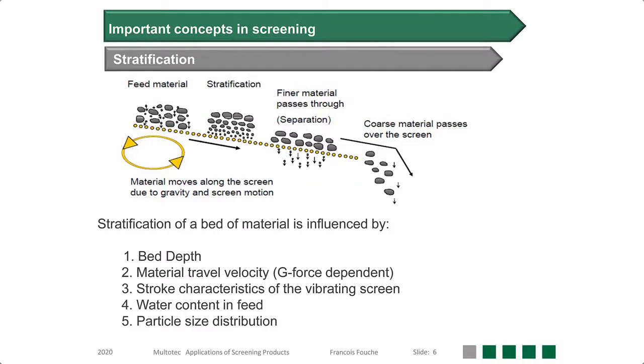Stratification, or the rate of stratification, is influenced by 5 factors. We're going to look at the bed depth, the material travel velocity, that is G-force dependent. We're also going to have a look at the stroke characteristic of the screen. There's water content in feed, and finally the effect of particle size distribution on stratification.